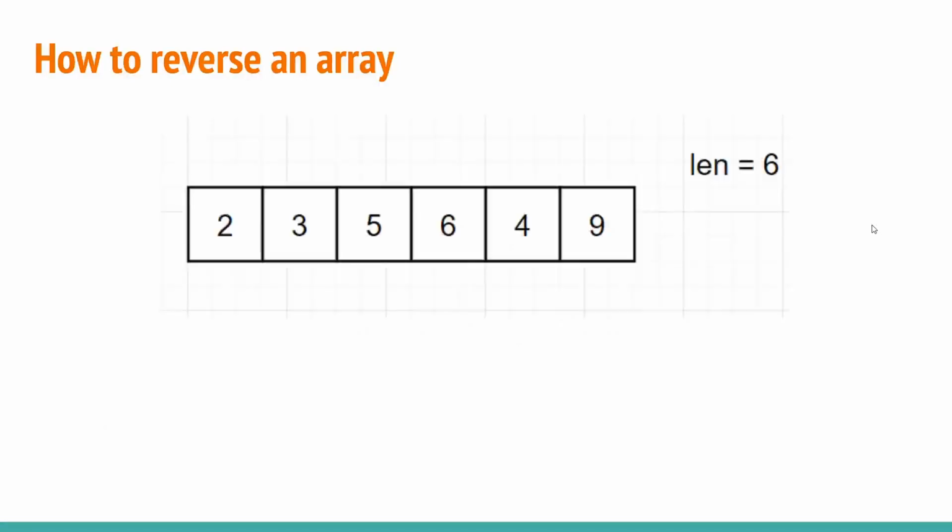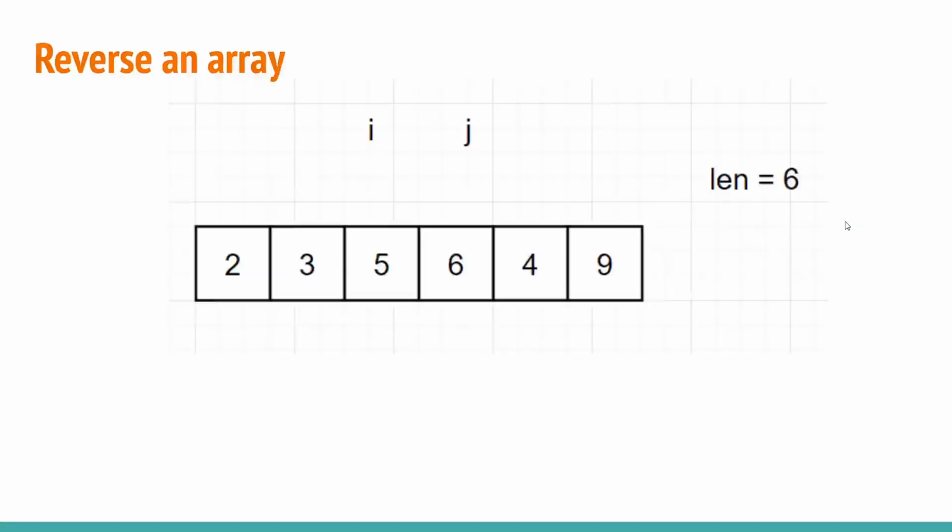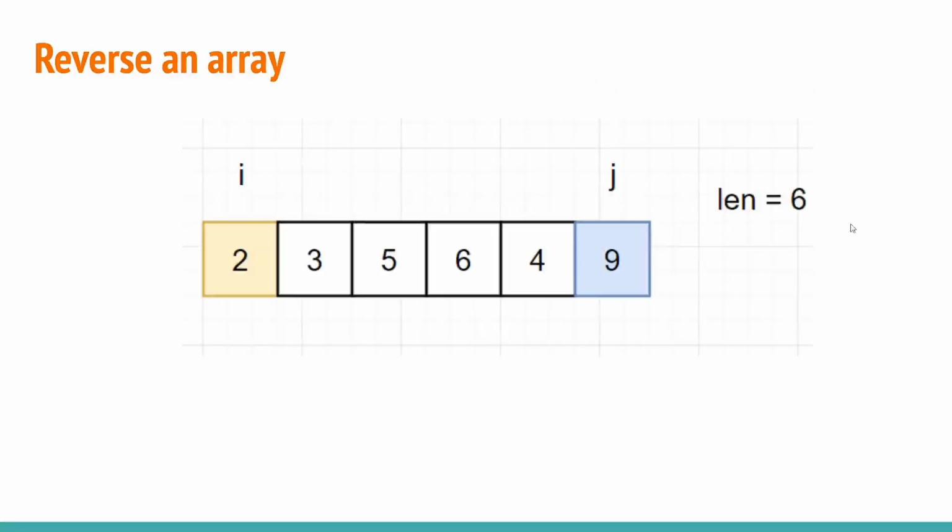We'll take up an array of length 6 and we'll be using two pointers in order to reverse it, naming pointer I and pointer j. We'll put I at the beginning of the array and j at the end of the array. In order to reverse this array, we'll be swapping both the elements, that is 2 and 9, which is at I and j's location.